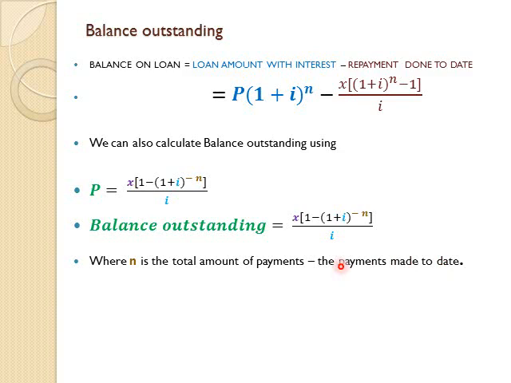So if I have 300 payments and I've made 200, this would read 300 minus 200, and then n becomes 100. But let's look at some problems and get it into your head.